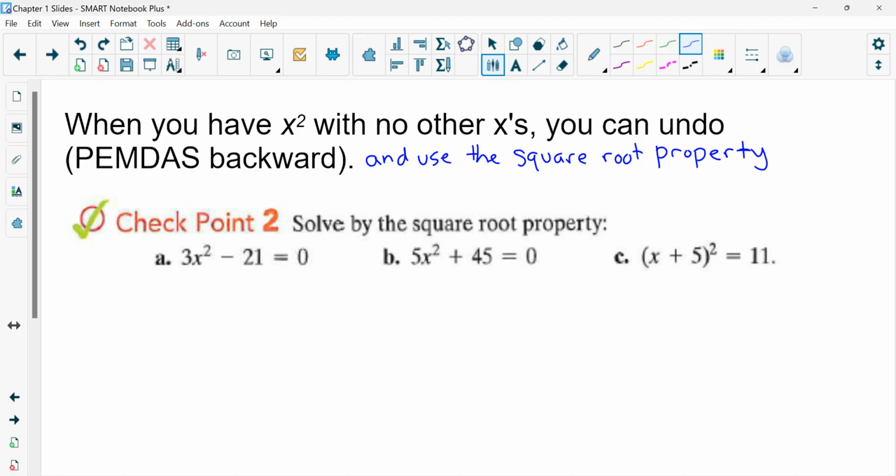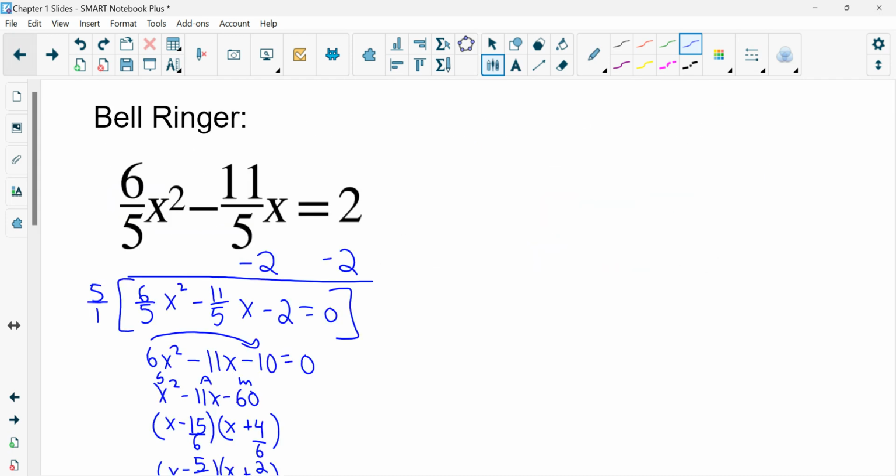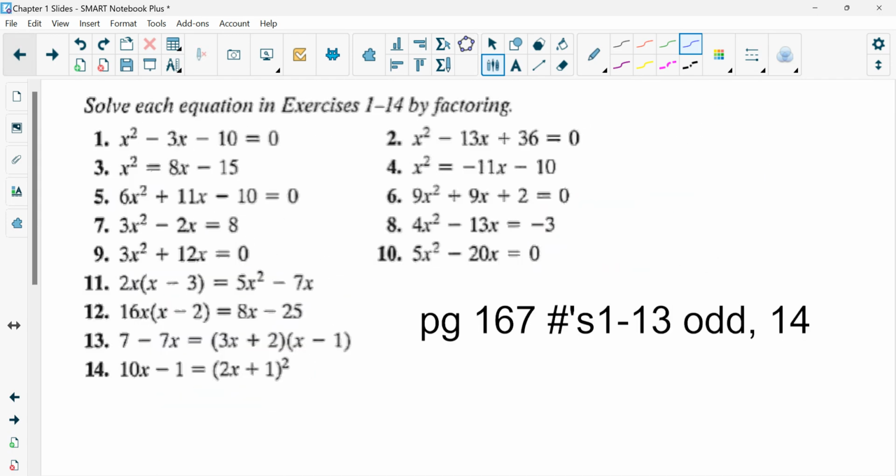So if you look at all three of these problems that are up on the board here, notice how all of them have just x squareds and they don't have any other x's with them. So that's what we're talking about. This is where we can use our square root property. Yesterday, all the problems we did and all the problems on the homework had x squareds with other x's involved. You can't use the square root property for that. That's when you're going to have to factor.